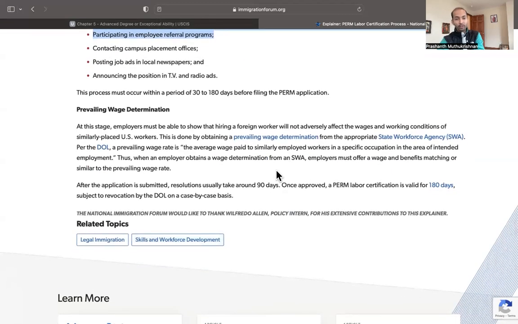And then the prevailing wage determination also is a very important part of this process. Employers must be able to show that hiring a foreign worker will not adversely affect the wages and working conditions of similarly placed US workers. This is done by obtaining a prevailing wage determination from the state workforce agency. Prevailing wage rate is the average wage paid to the similarly employed. So these are all things that you don't need to worry about.